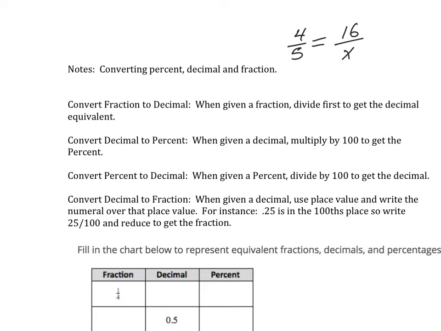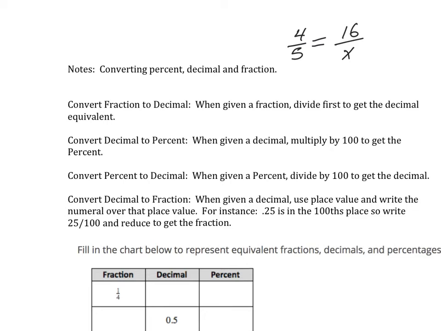So if we have a percent, we can convert it to the other two. If we have a decimal, we can convert it to the other two, and if we have a fraction, we can also do the same. So convert fraction to decimal. When given a fraction, divide first, rather, to get the decimal equivalent. So numerator divided by denominator.